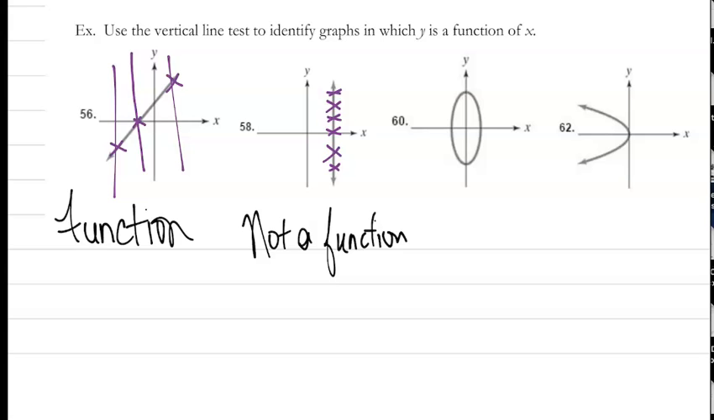On that third example, when I start thinking about my vertical lines, no matter where I draw them, well, almost all spots I draw my vertical lines, it's going to hit that graph twice. So on that vertical line, it hit the graph twice. Didn't do it one time only, so it's not a function.